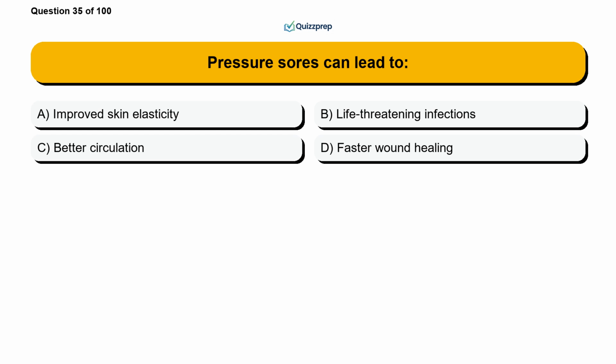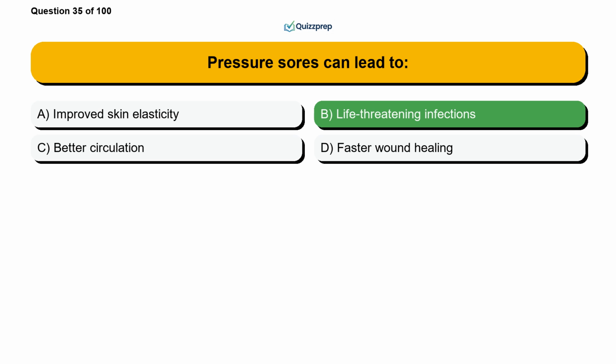Option B, life-threatening infections. Option C, better circulation. Option D, faster wound healing. The correct answer is option B, life-threatening infections.